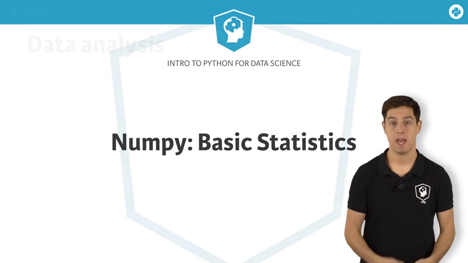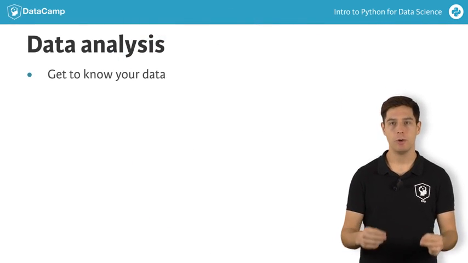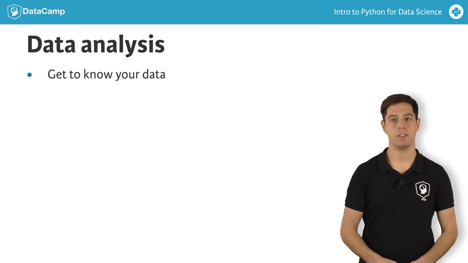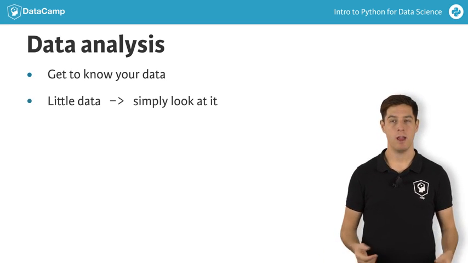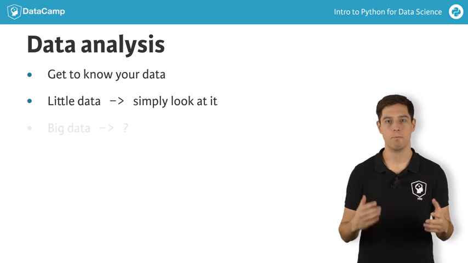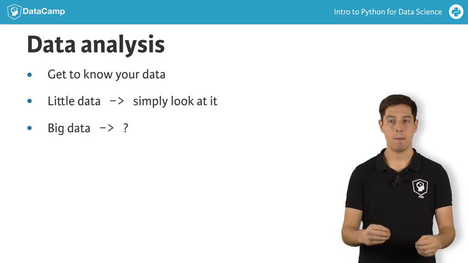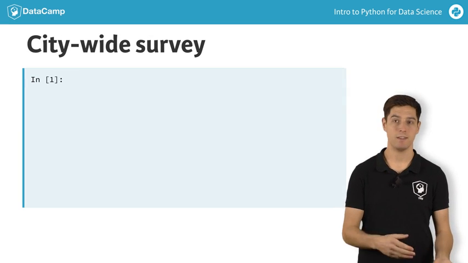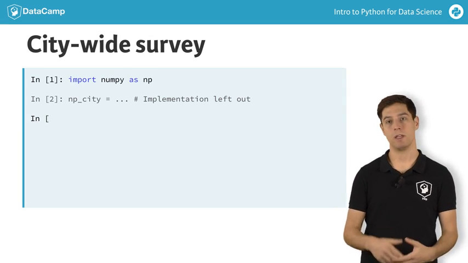A typical first step in analyzing your data is getting to know your data in the first place. For NumPy arrays from before, this is pretty easy, because it isn't a lot of data. However, as a data scientist, you'll be crunching thousands, if not millions or billions of numbers. Imagine you conduct a citywide survey where you ask 5,000 adults about their height and weight. You end up with something like this.